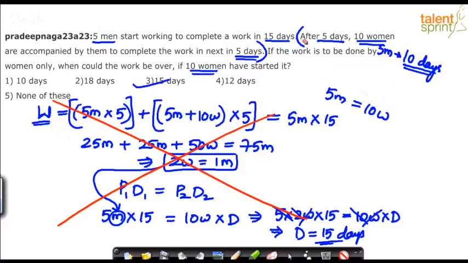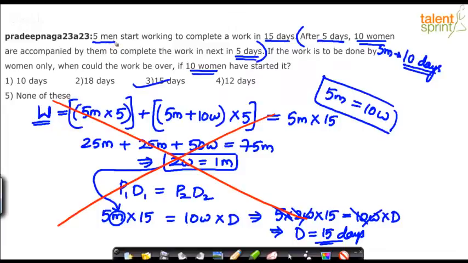After 5 days, they should have taken 10 days. Who should have taken 10 days? The 5 men. But the 5 men took only 5 days. Why? Because the remaining 5 days of their work was done by 10 women. So whatever 5 men could do in 5 days, the same work was done by 10 women in 5 days. So I can conclude that 5 men is equal to 10 women. Indirectly, if you see, that's what we have got. 5 men equals to 10 women.